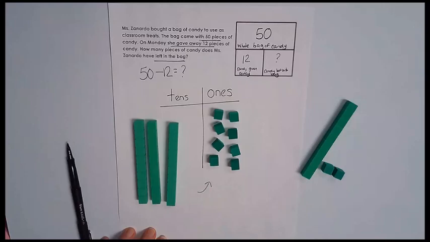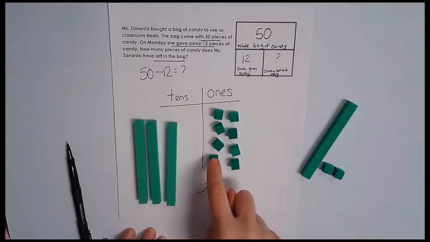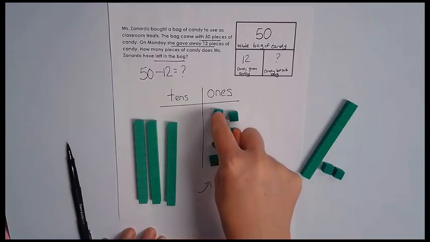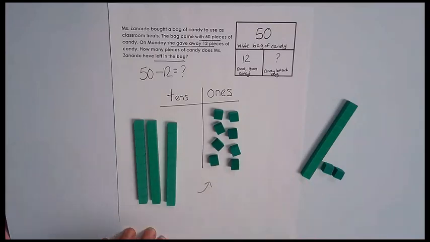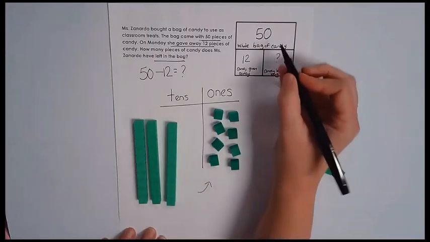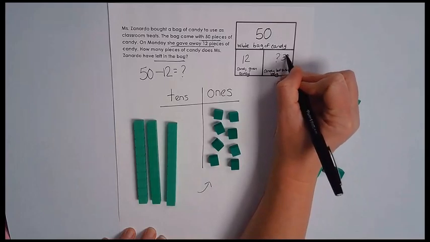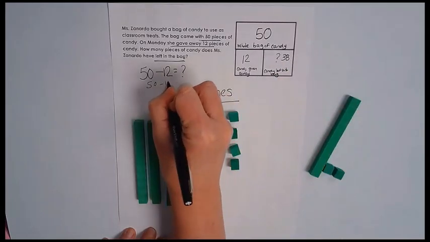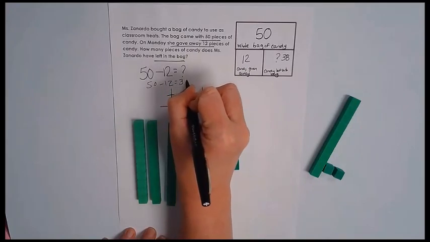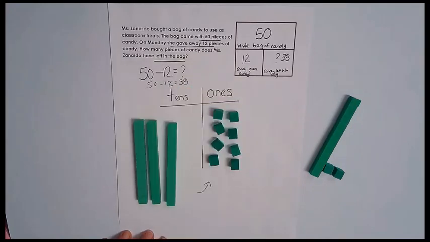I can check my work by counting 10, 20, 30, 31, 32, 33, 34, 35, 36, 37, 38. So Miss Zanardo has 38 pieces of candy. 50 minus 12 equals 38. 38 pieces of candy left in her bag.